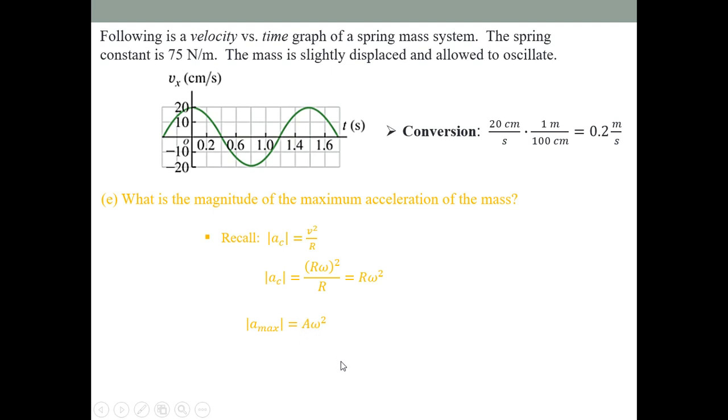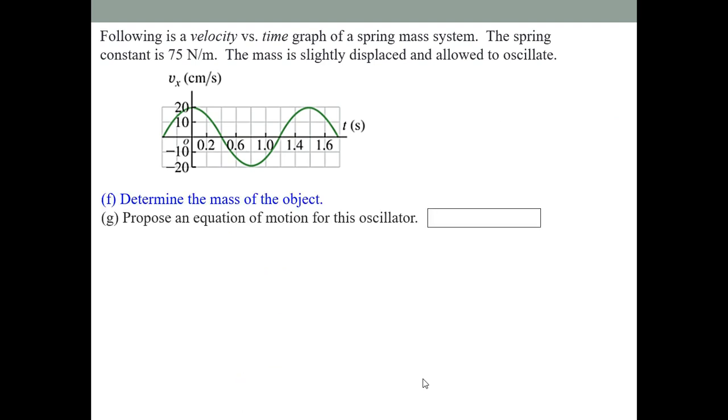So if that's the case, we'll use the extreme max value. In this case, we found the amplitude already for the mass oscillating back and forth in the previous part, which is 0.0476 meters. And then omega, we found in part A of this particular problem, which is 4.2. And then if you do your calculator work, you should get a value of 0.84 meters per second squared. So not too bad. All right, let's go ahead and do part F.